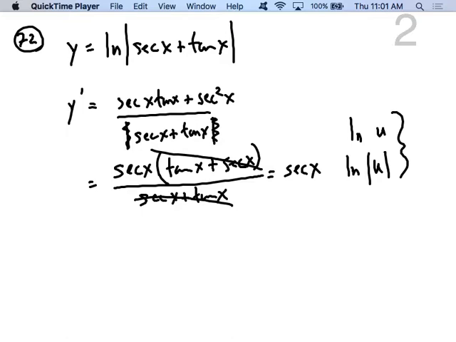87. Use implicit differentiation to find an equation of the tangent line to the graph at the given point. I need a tangent line, so I need a point and a slope. Okay, now I have a function: x plus y minus 1 equals the natural log of x squared plus y squared.